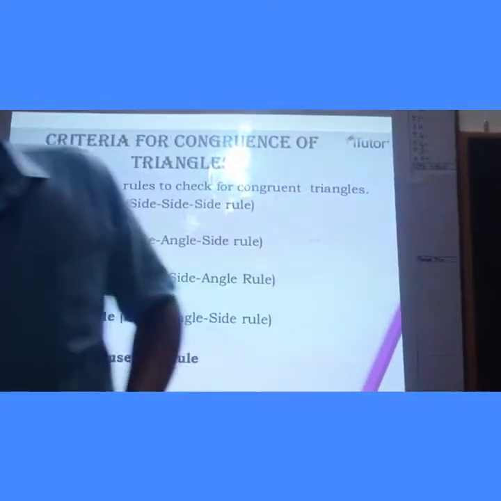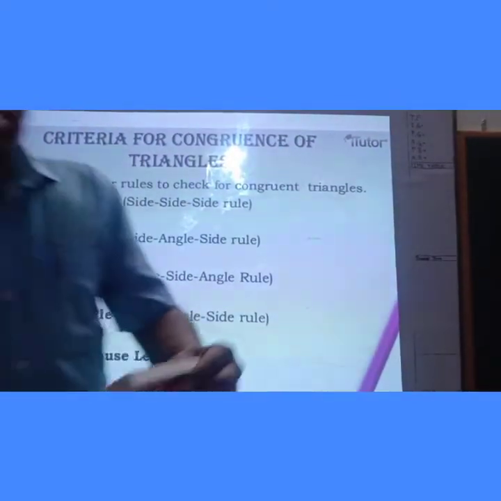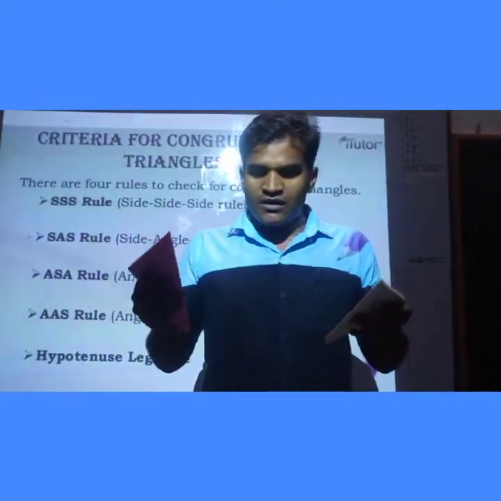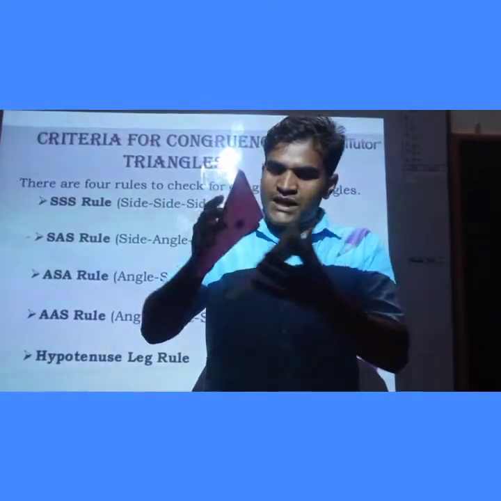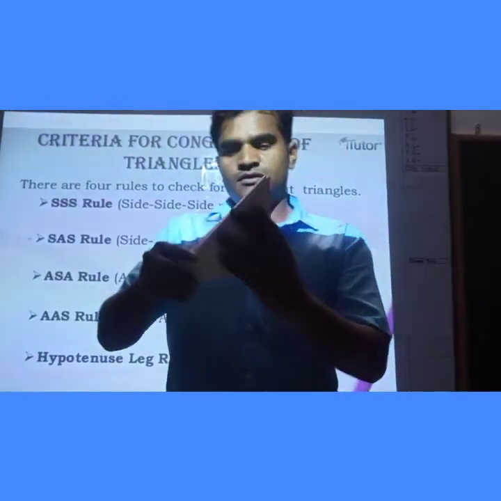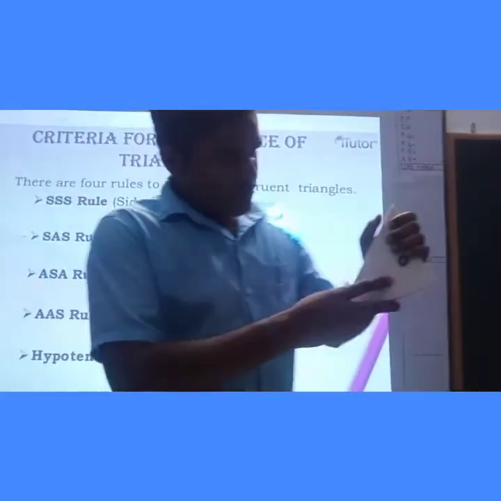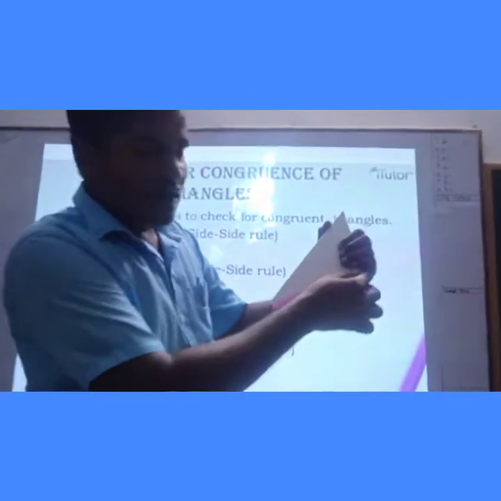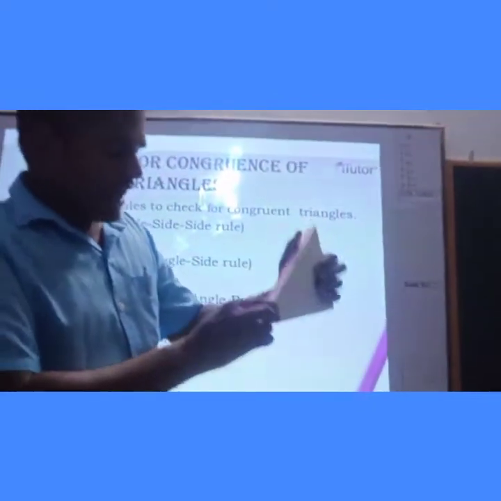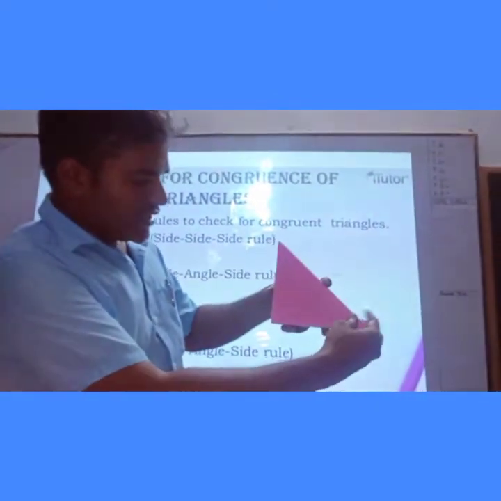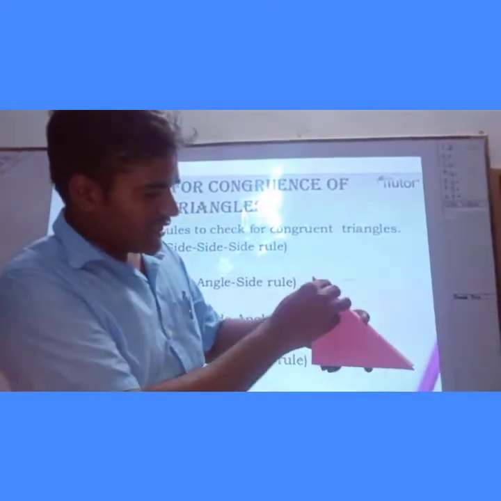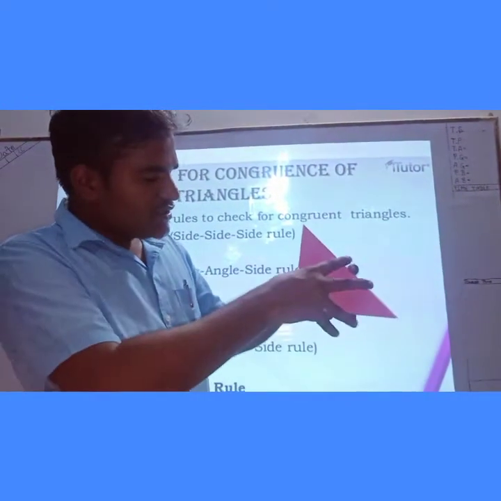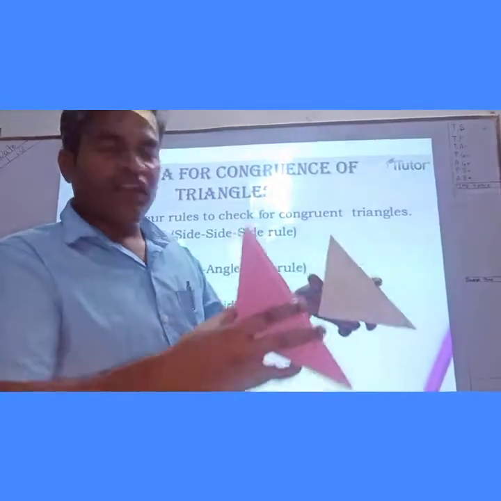For example, if we are talking about these two triangles, are these two triangles congruent or not? We keep these two triangles on each other, okay, like that. So we find that each angle and each side coincide with each other. Like that, when we talk about this triangle, this also coincides with the white one. It means these two triangles are congruent.